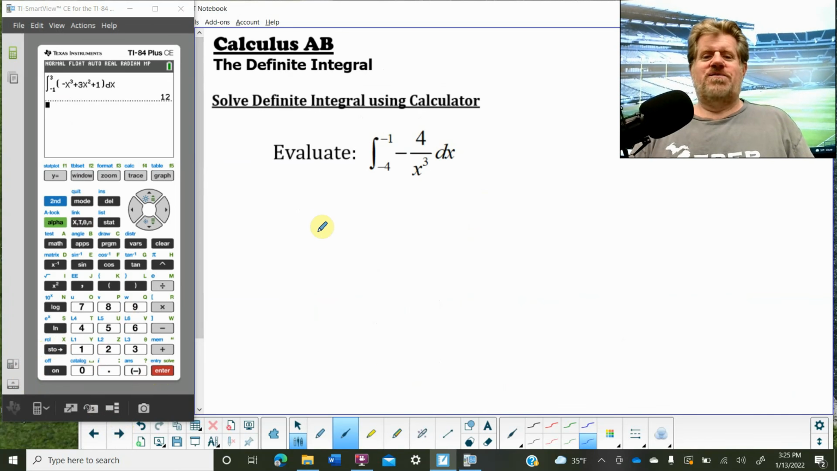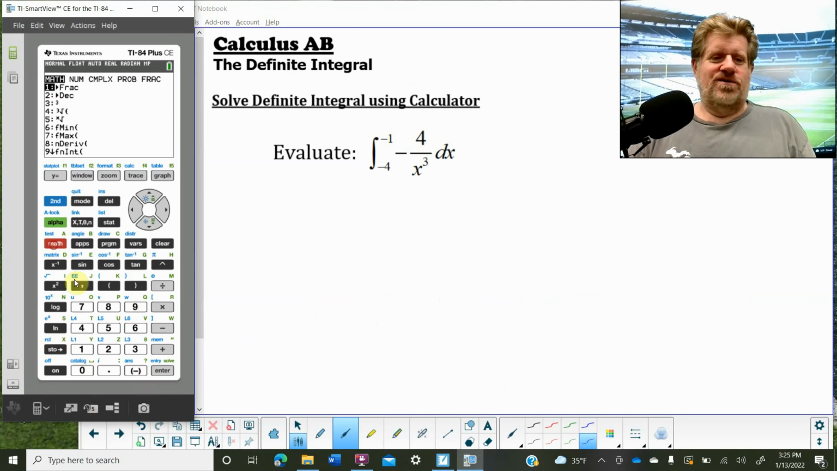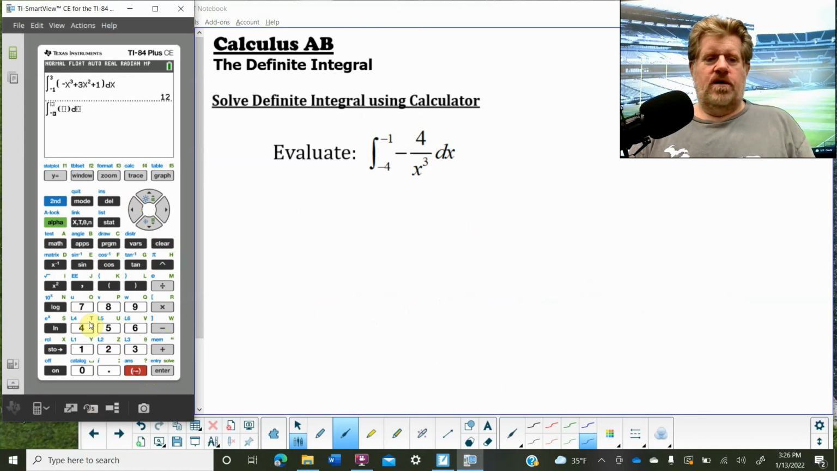Could I do it by hand? Of course I could, but why? Let's just, whoops, I don't want to turn it into a fraction. I want to do math 9. Negative 4 to negative 1. Negative, let's see, alpha y equals, gives us our fraction, 4 over x cubed. There. And I get 1.875.